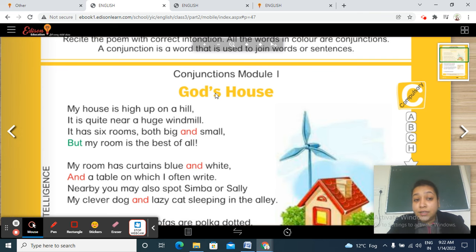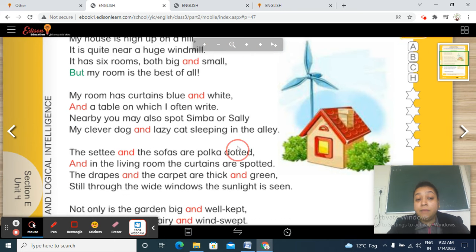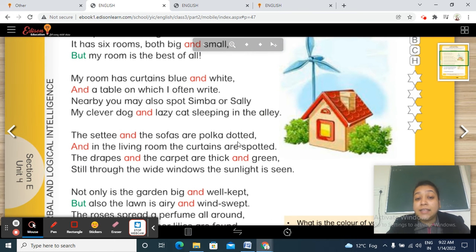God's house. My house is high up on a hill. It is quite near a huge windmill. It has 6 rooms, both big and small. But my room is the best of all. My room has curtains, blue and white, and a table on which I often write. Nearby you may also spot Simba or Sally, my clever dog and lazy cat sleeping in the alley.